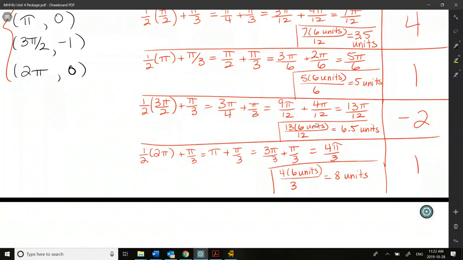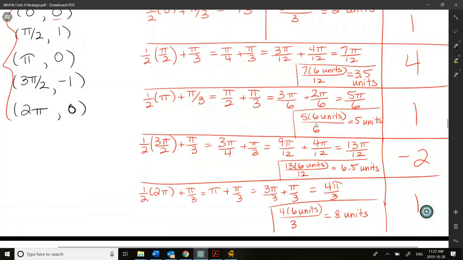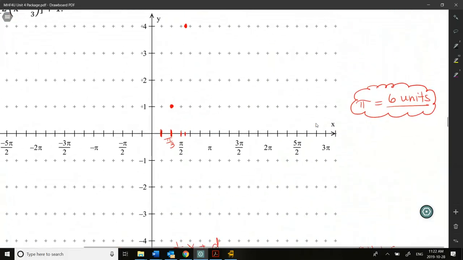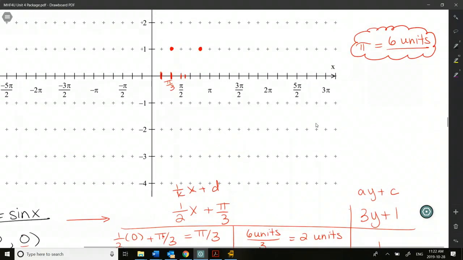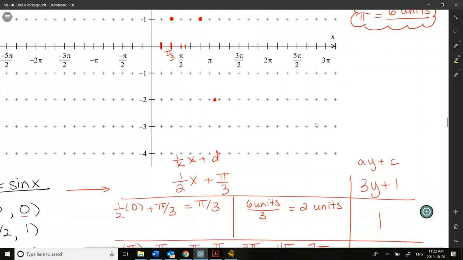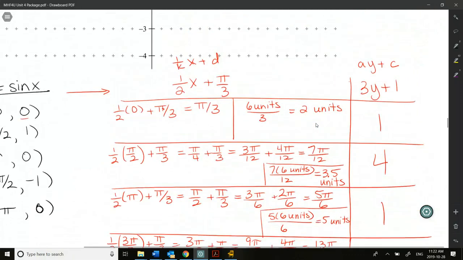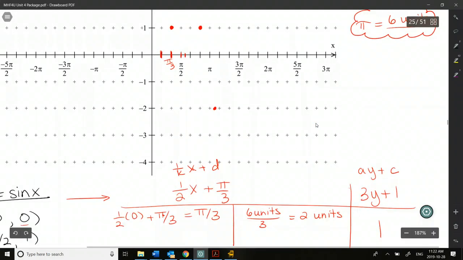Okay, so we're going to graph the rest of these points. 5 units, or 5 ticks over on the x-axis, up at a y of 1. So 5 units at 1. 6.5 units at negative 2. So 6.5 at negative 2, that's right here, just after pi. And 8 units back up at 1 again. So 8 units is right here.